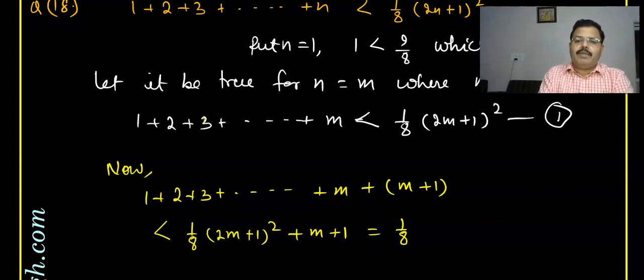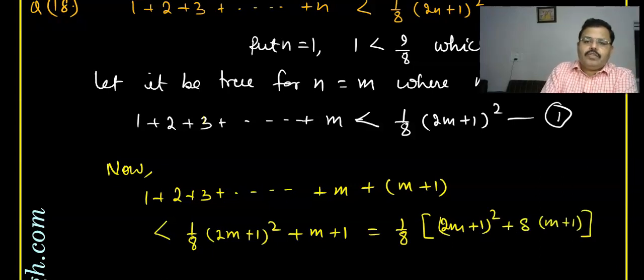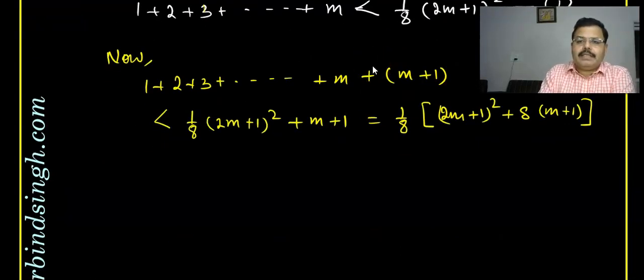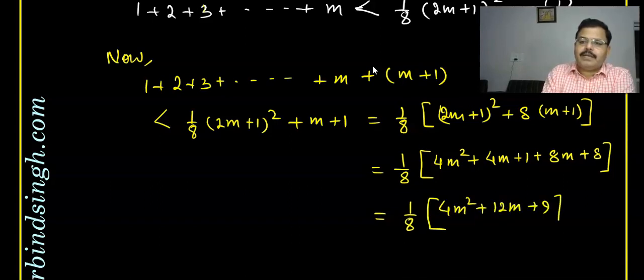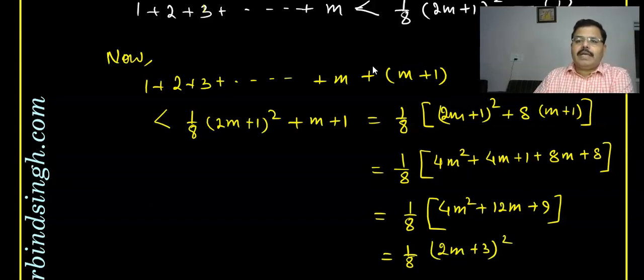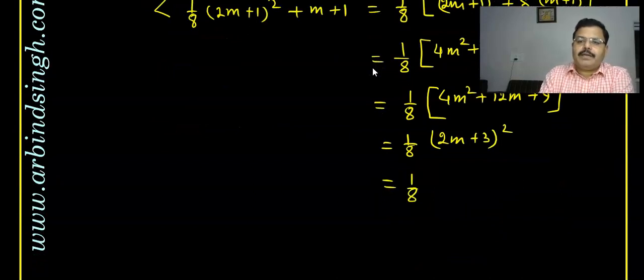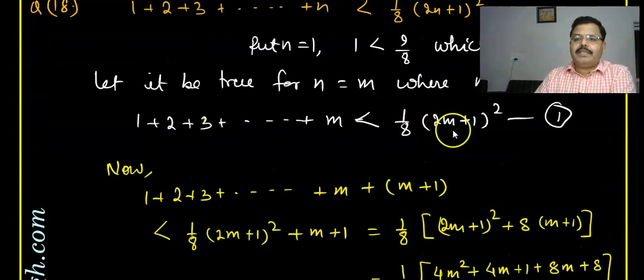So here the sign will be equal to, but of course it is greater than this expression. So 1 by 8 into (2m plus 1) whole square plus 8 times (m plus 1), right? That can be 1 by 8 into (4m square plus 4m plus 1 plus 8m plus 8). So that is 1 by 8 into (4m square plus 12m plus 9), and that can be written as 1 by 8 (2m plus 3) whole square. So clearly this will be equal to 1 by 8 (2 times (m plus 1) plus 1) whole square. Wherever there was m, now it's m plus 1.